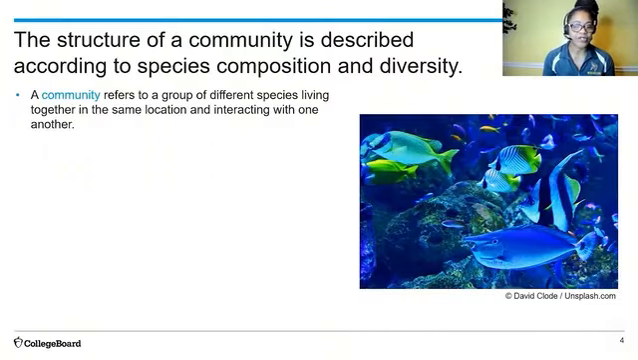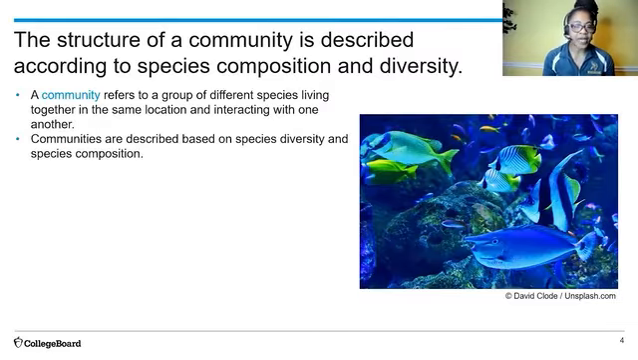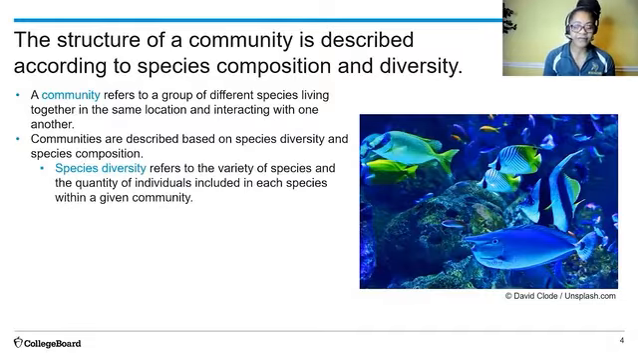And a community refers to a group of different species living together in the same location, and they interact with one another. Communities are described based on their species diversity and their species composition. So let's define those two terms. Diversity refers to the variety, the different types of species, and the quantity of individuals included in each species.